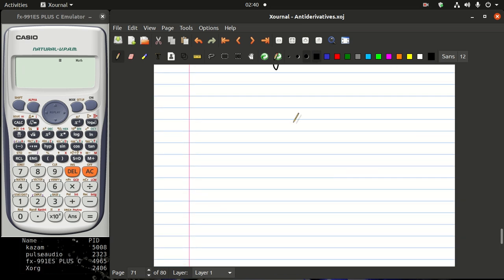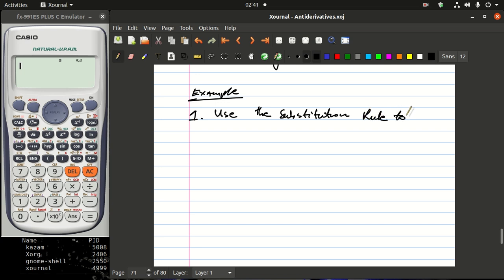Let us take some examples here. Maybe this is going to make a lot of sense. The first example is saying, of course, use the substitution rule to evaluate the indefinite integral. Use the substitution rule to evaluate that.